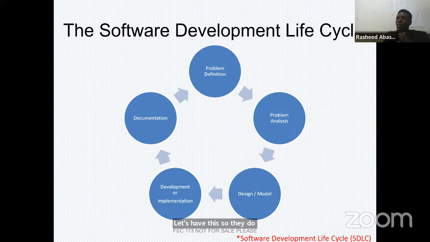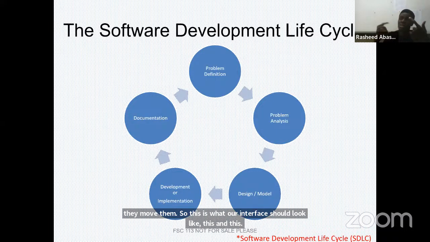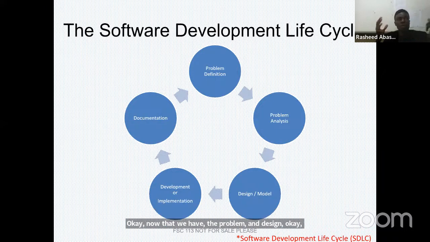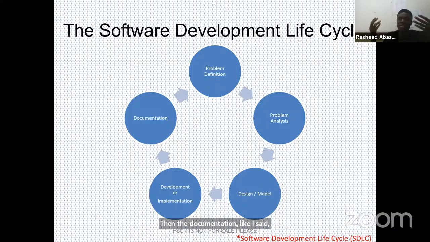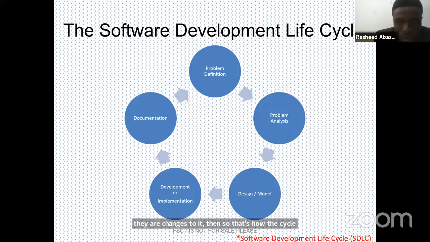Now that we have the problem definition, analysis and design, this is the phase where we write the program. So what do we need? How do we write the program for withdrawal? How do we write the program for transfer? How do we write the program for deposit? You see that they have different interfaces, right? So that's implementation. Then documentation, like I said, maintenance, they maintain. If there are changes to it, that's how the cycle goes.